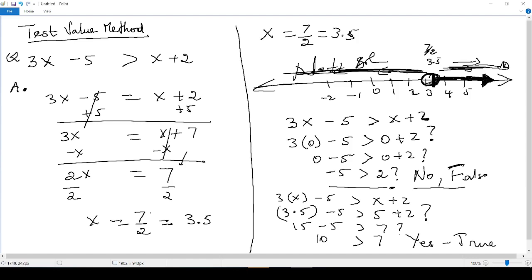So as solution, if I want to represent my solution, a little bit messy, I can just put 3.5 or 7/2 and do my bold line with the arrow pointing in that direction and my empty circle. So that is my solution.